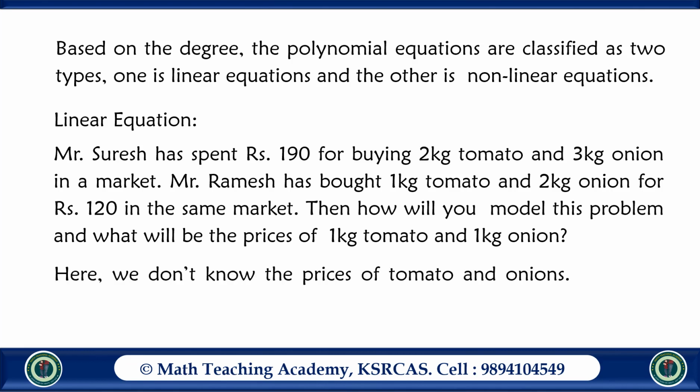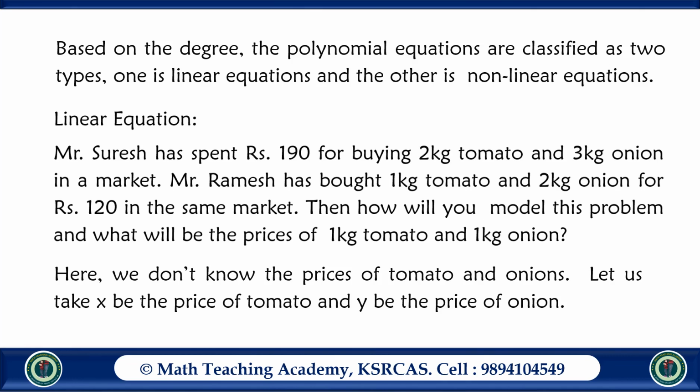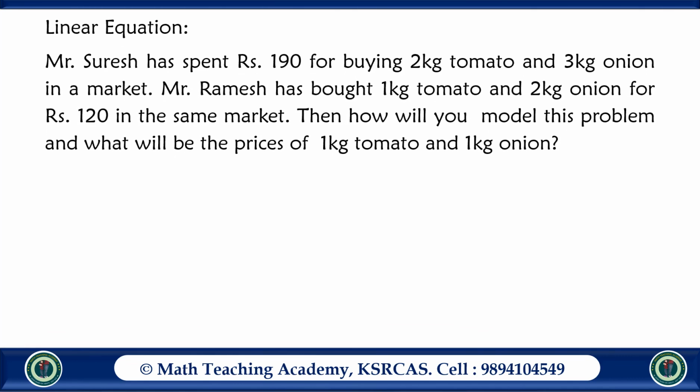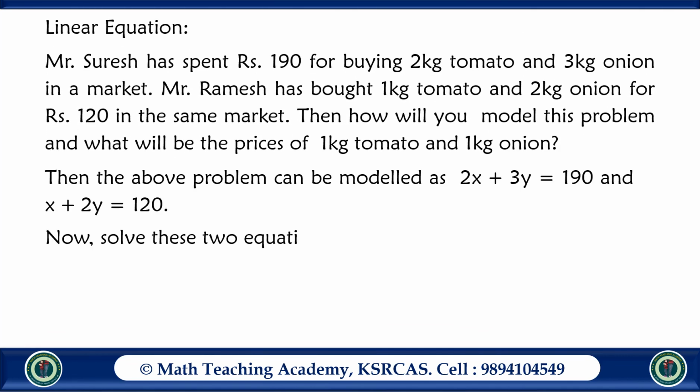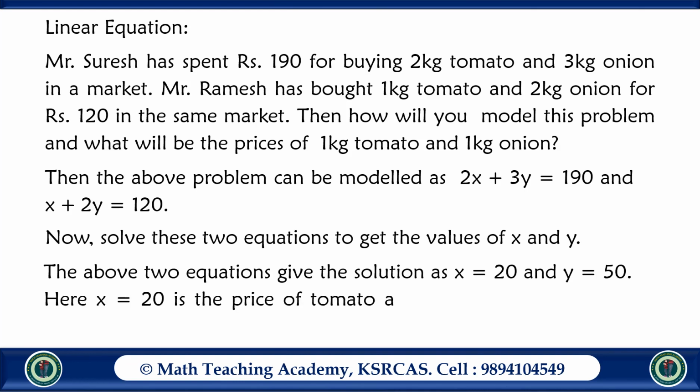Here we don't know the prices of tomato and onions, so let us take x be the price of tomato and y be the price of onion. Then the above problem can be modeled as 2x plus 3y is equal to 190 and x plus 2y is equal to 120. Now solve these two equations to get the values of x and y. The above two equations give the solution as x equal to 20 and y is equal to 50. Here x equal to 20 is the price of tomato and y is equal to 50 is the price of onion.